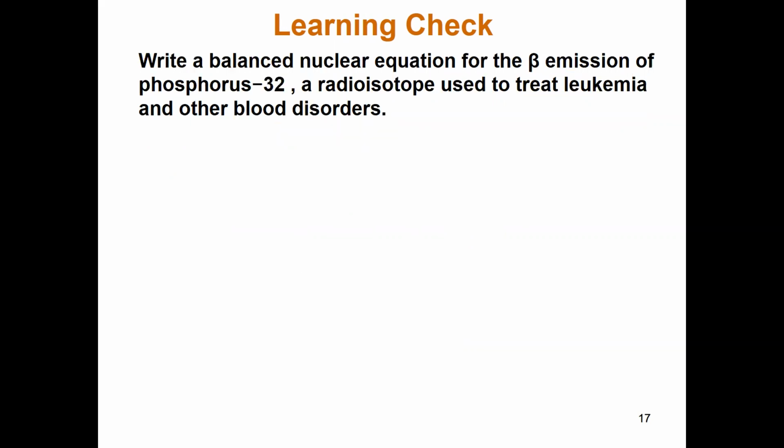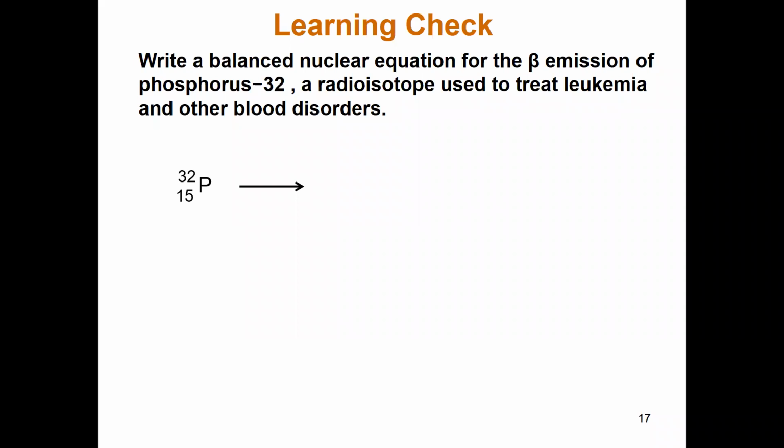Let's try a new learning check. Again, you want to pause the video to try this on your own before you watch the answer. Write a balanced nuclear equation for the beta emission of phosphorus-32, a radioisotope used to treat leukemia and other blood disorders. So the first step is to write the original nucleus, and here it's phosphorus, symbol P. Look at the periodic table for its atomic number, and it's 15. So 15 P, and then 32 for the mass number.